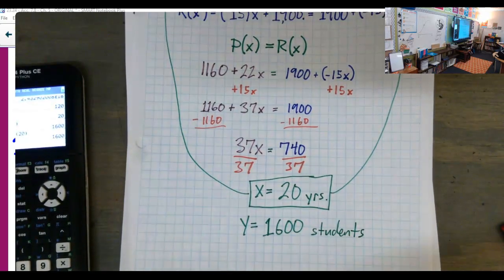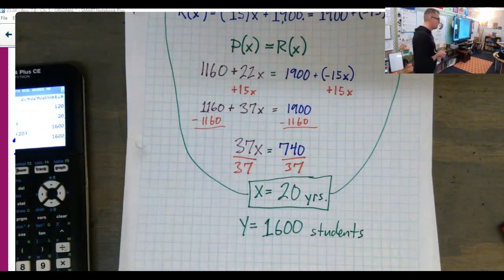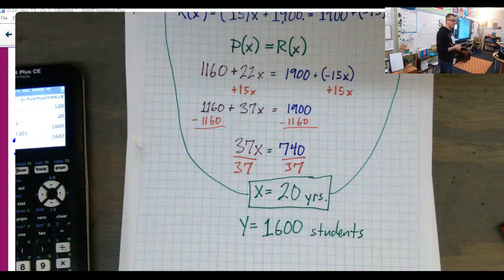Guys, the equal values method says if you want to figure out when two things are going to be equal, set up equations that use the same variable, like x for years. Then set them equal to each other, do the algebra, get your x, plug in, get your y. Questions?